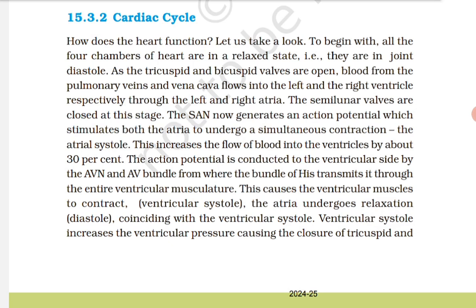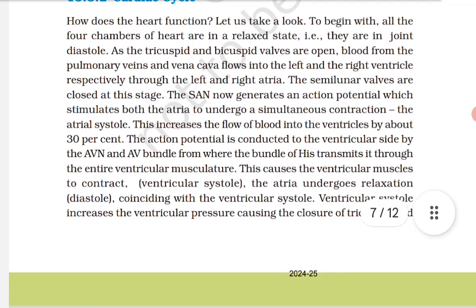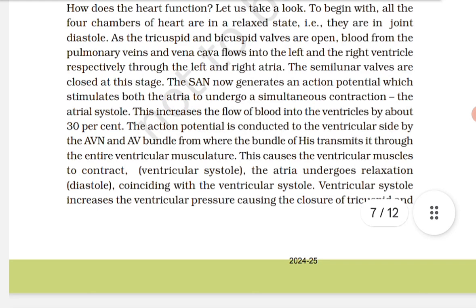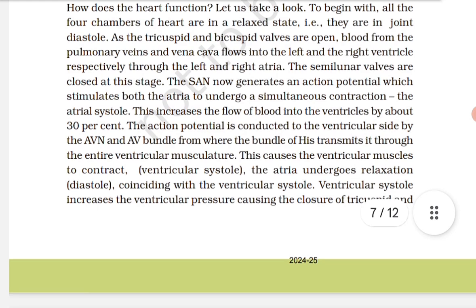These valves prevent any backward flow. The entire heart is made up of cardiac muscles. The walls of the ventricle are much thicker than those of the atria. A specialized cardiac musculature called the nodal tissue is also distributed in the heart.